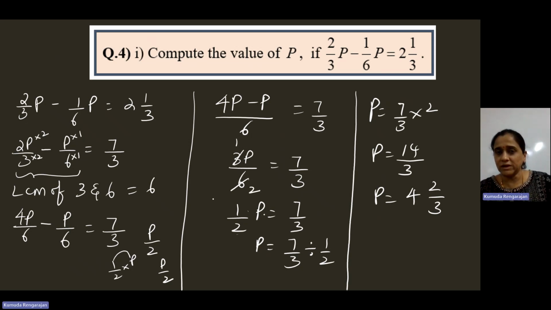Here the operation is multiplication. So 1 by 2 goes to the other side for division. Any confusion, please tell me now. Yeah, 1 by 2 will go to the other side for division. Operation here is multiplication, opposite is division on the other side. And now division meaning change it to multiplication and reciprocal. 1 by 2 becomes 2. So 7 into 2 is 14, 14 by 3, 4 2 by 3. All right.